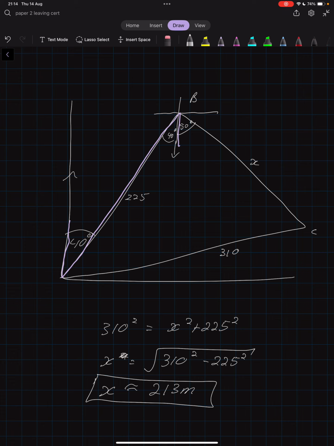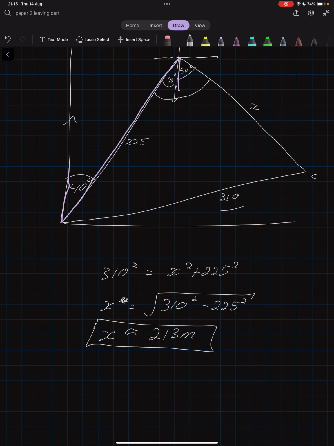And if you're sitting there wondering how I knew that the hypotenuse was 310, the reason is that the hypotenuse is always opposite the right angle. So the right angle is here. So which side is opposite that? The 310. And that's how I knew that that was the side to be on its own.